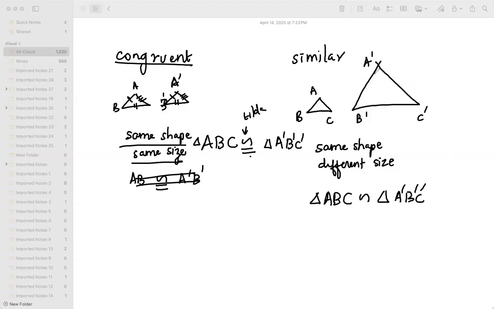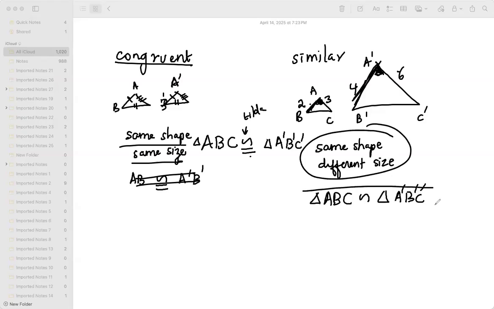Whereas similar means same angles. Angles can't change because angles in a triangle add up to 180, right? So angles can't change. The sides are of different sizes, meaning sides are proportional. If you have a 2 here, multiply by 2, if you have a 3 here, it should be multiplied by 2. The same scale factor should be multiplied on all sides to get the sides of the bigger triangle. So same shape, different size. This is similar. This is congruent. Any questions?